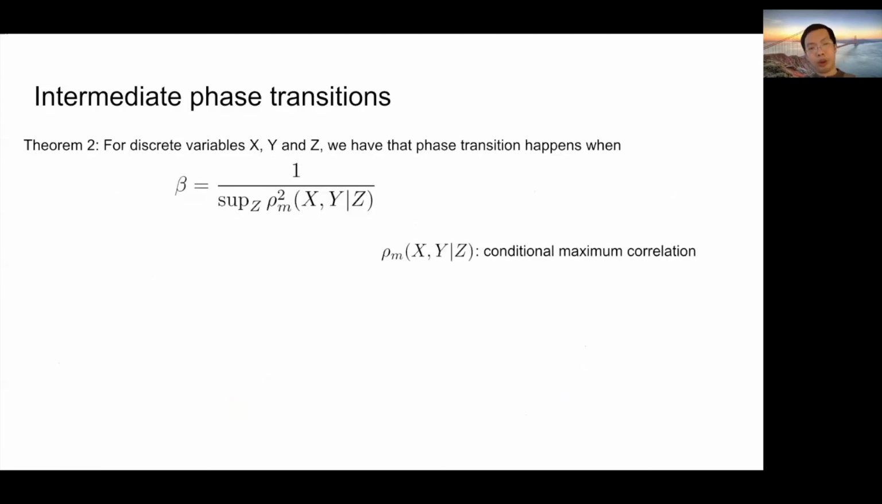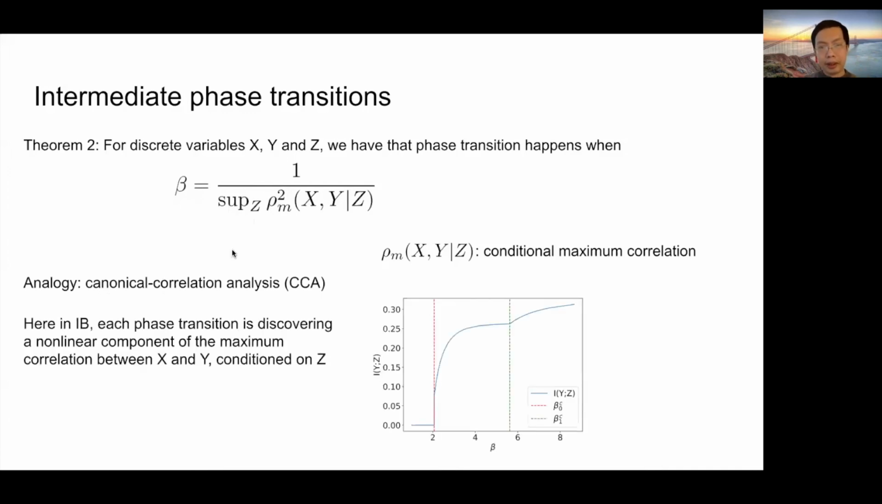This corresponds to this formula, in which as long as beta is equal to 1 over the maximum correlation between X and Y conditioned on Z, then we will have a phase transition. This is a similar quantity to the previous maximum correlation, but here it is now conditioned on the representation Z. We can understand this as an analogy with CCA, the canonical correlation analysis, in which they try to find the different linear components that are maximally correlated between X and Y. Here, this quantity is trying to find the maximal nonlinear correlation between X and Y conditioned on the current representation Z. The different phase transitions discover the different nonlinear components of the correlation between X and Y. And in our case of classification, it is discovering different classes.